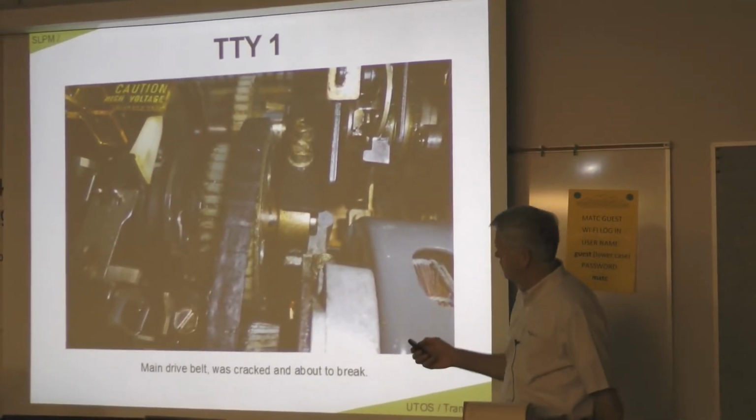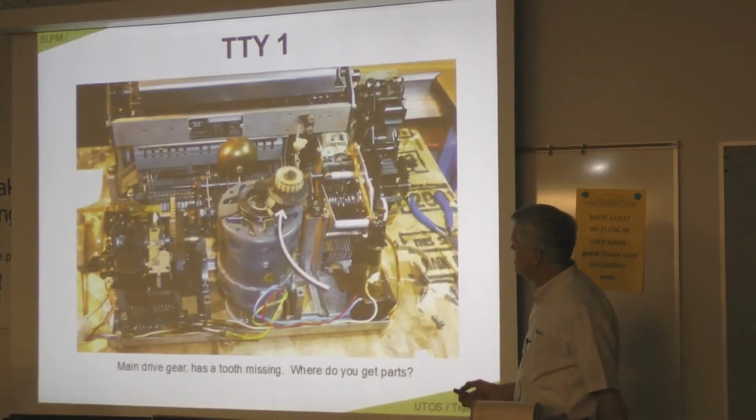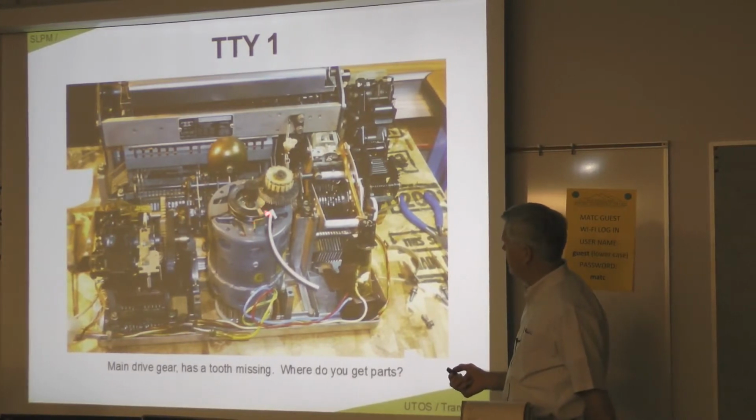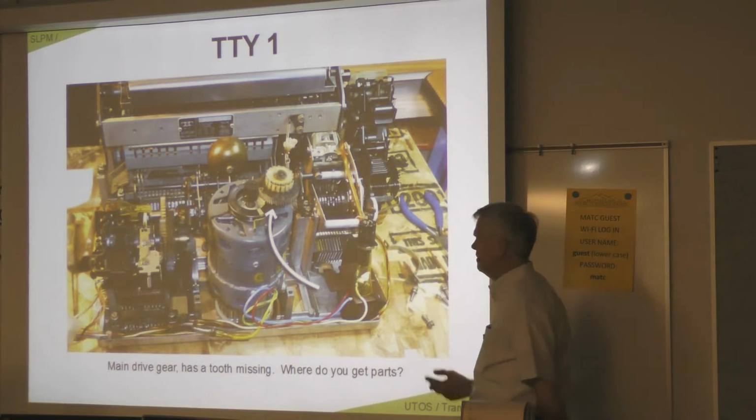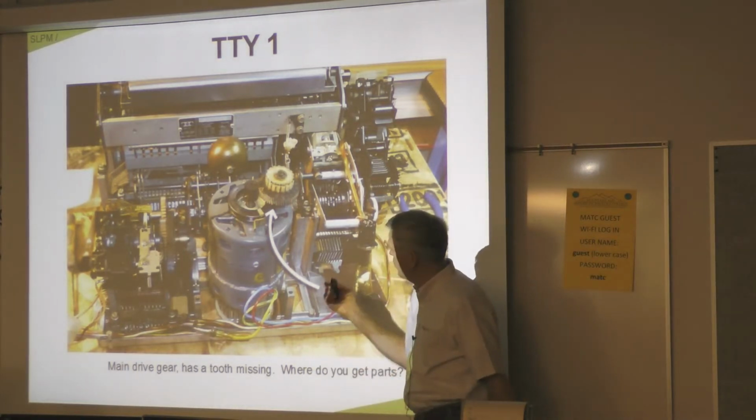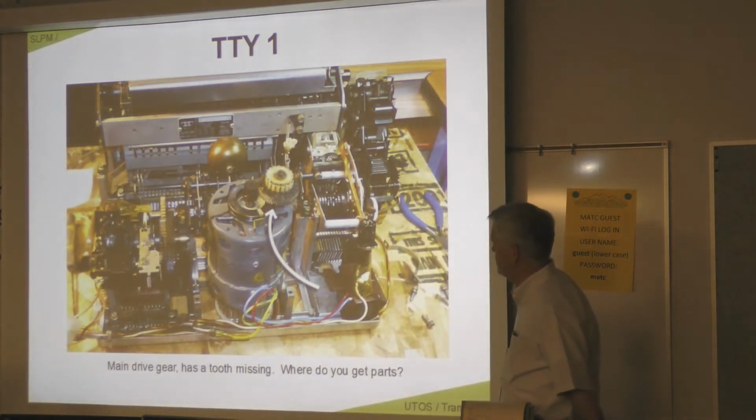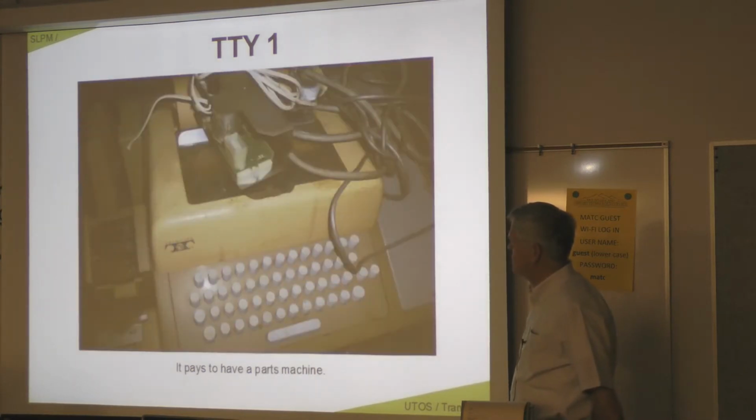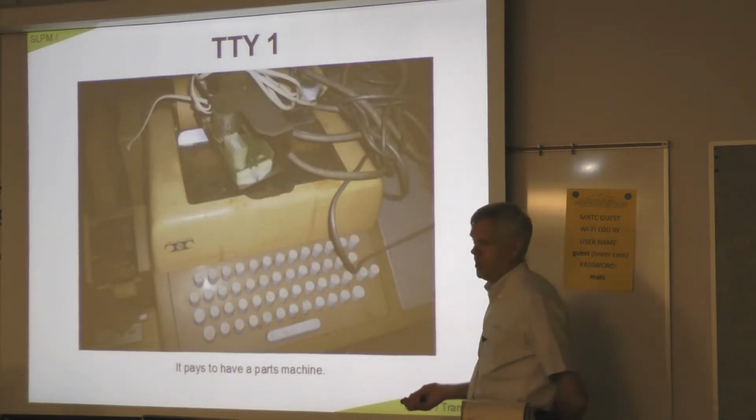So this is what it looked like when I first took it apart. This little gear here, I don't know if you can see it, but there's a missing tooth. So where do you get a part? I had to replace that. You can't run it with a missing tooth. And so it pays to have a spare parts machine.